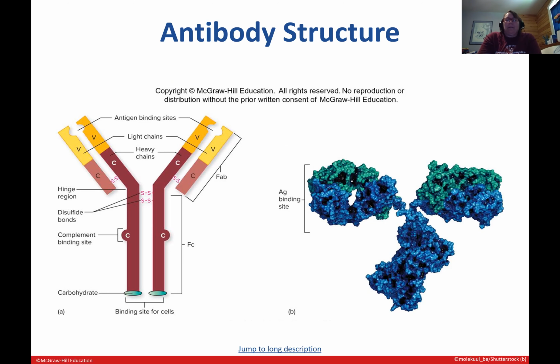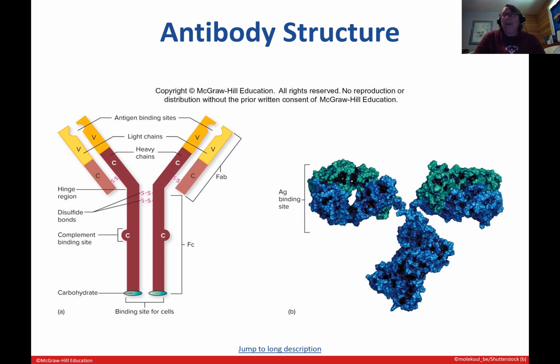So at the bottom of that constant region is a binding site for cells. So again, that's where binding occurs between, say, the macrophage, or anything that is sort of hunting for something covered with an antibody. So macrophages will actually use that heavy chain, that constant region, as a surveillance mechanism.